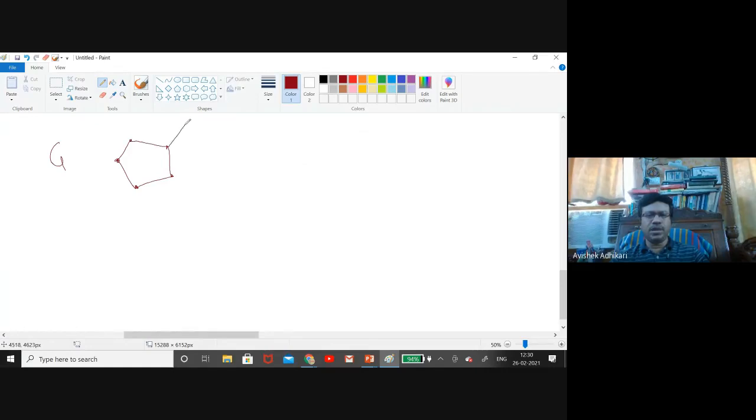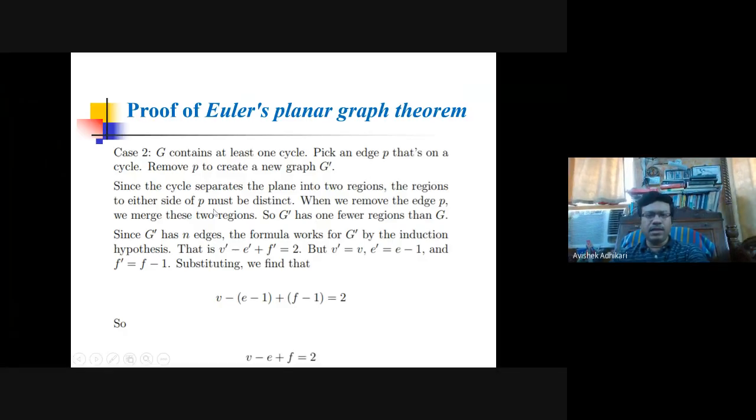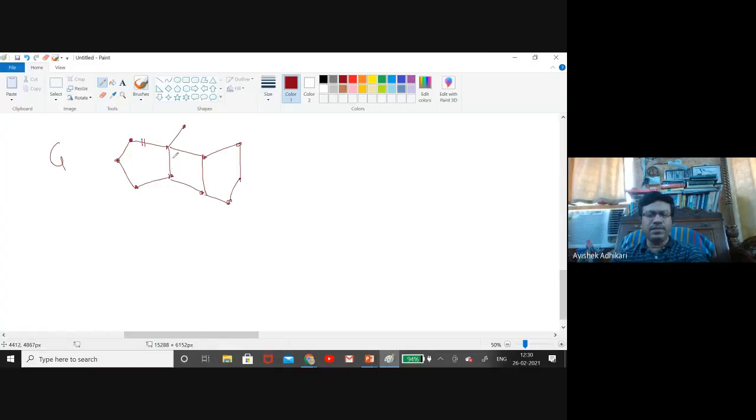The graph may look like this. It might have more than one cycle, like this. Anything may happen. So suppose it has at least one cycle, and take P, any edge that is on that cycle. For example, suppose this is my P. P is any edge on that cycle.